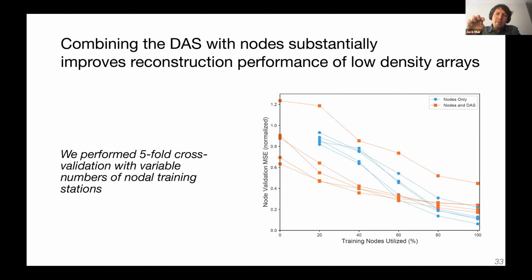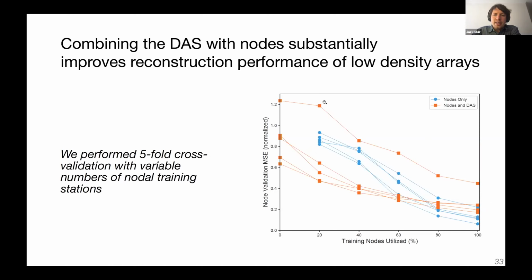set, and from the remaining 80%, we then split that also into 5 sets. And then we started with only 1/5 of that remaining 80%, then 2/5, 3/5, 4/5, and all of the 80%. So this is 80% of the nodal data predicting the left out 20%. And then we compare that with doing the same thing, but adding the DAS.